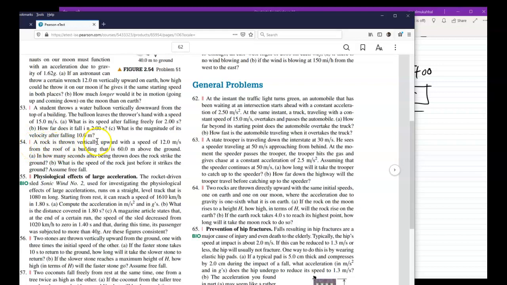It says a rock is thrown vertically upward with a speed of 12 meters per second from the roof of a building that is 60 meters above the ground. Kind of similar to the problem that we have just done. A, in how many seconds after being thrown does the rock strike the ground? He's basically asking, what is the total time of flight of the rock? And number 2, what's the speed of the rock just before it strikes the ground? Assume free fall.